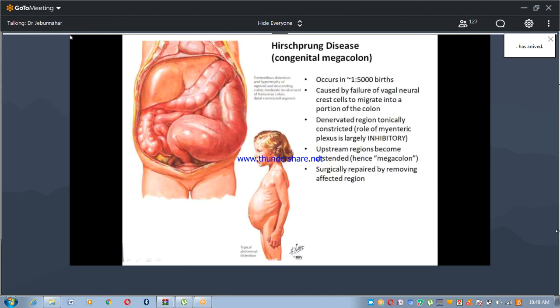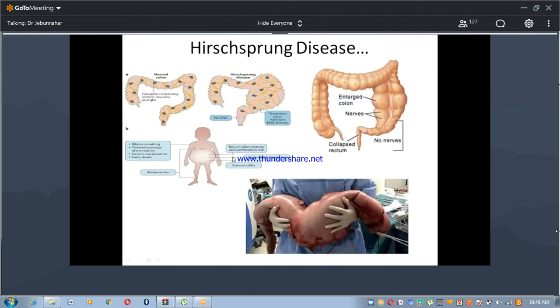It occurs in 1 in 5,000 live births, একজন বাচ্চার এই হতে পারে। Caused by failure of the vagal neural crest cells to migrate into the innervated region. The chronically constricted, upstream region becomes distended. Surgically repaired by removing the affected segment.